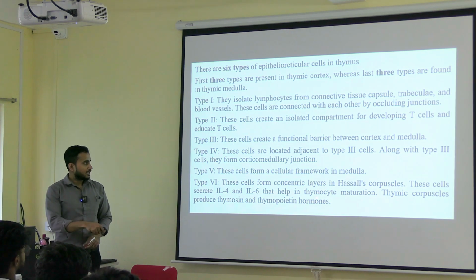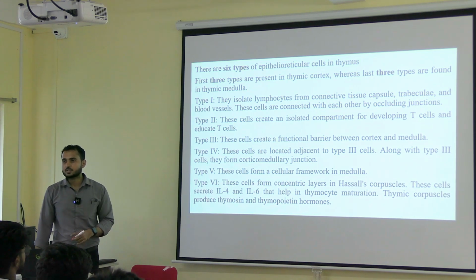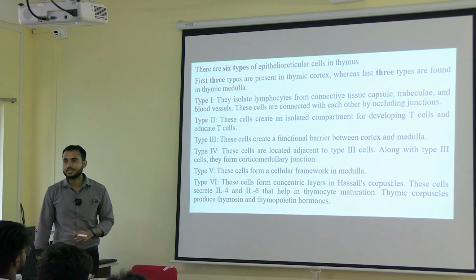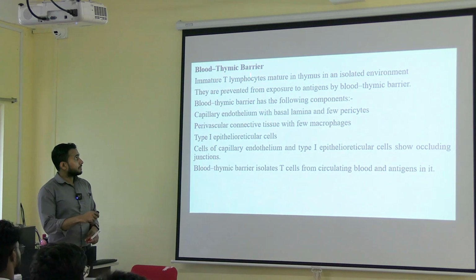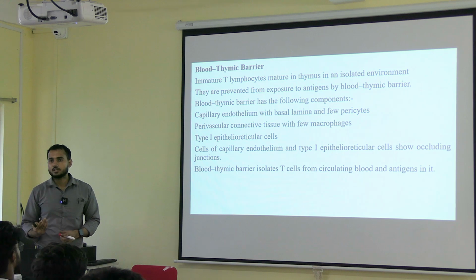Okay, helps in the thymocyte maturation. So these are the 6 different types of epithelio-reticular cells, also called thymic epithelial cells. Okay. Next is the blood thymic barrier. If any barrier is there, how to study the barrier?